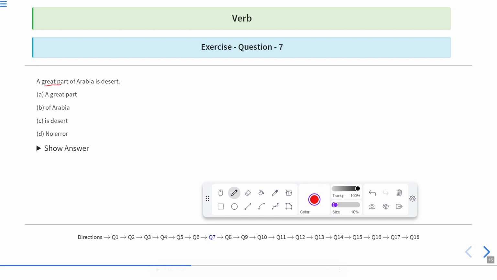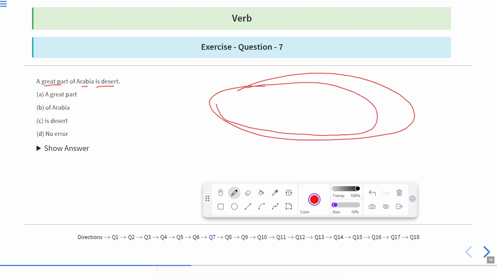The next question is, a great part of Arabia is desert. Now Arabia is a big place. And a great part, suppose this much part, is actually the part of the entire Arabia. But when we talk about a part of something, it is uncountable. We are saying only a part, but we cannot count it in numbers. So a great part means a bigger part of it. So a big part or the great part is actually one part of the entire Arabia.